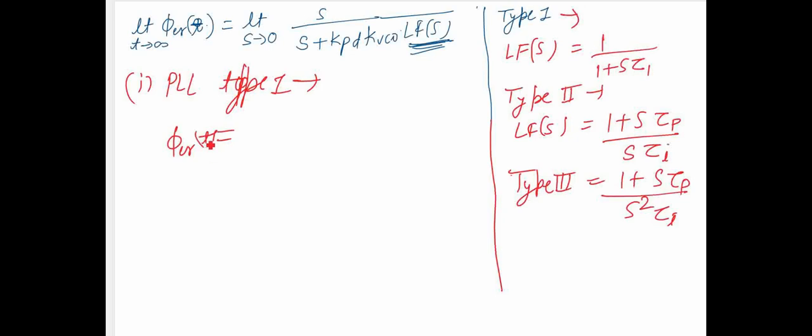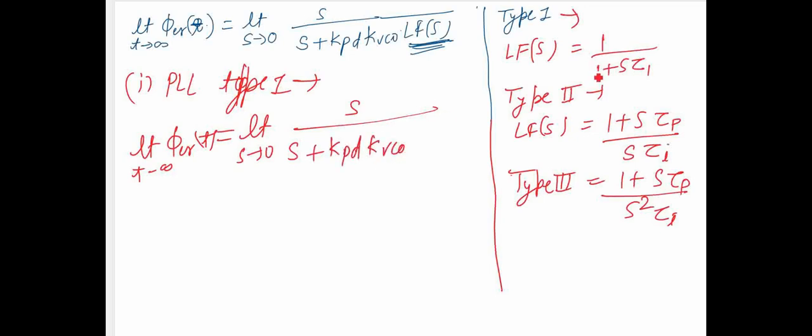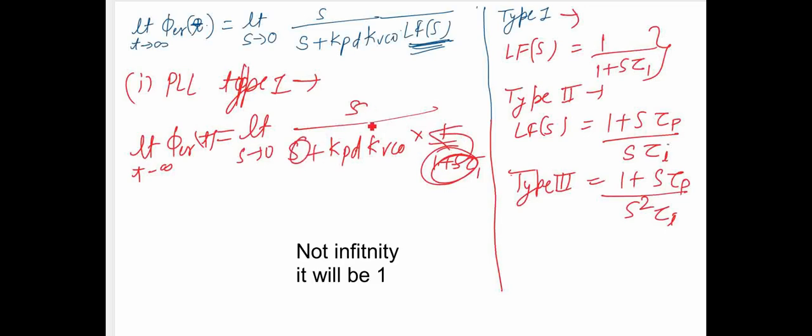So phi error(t), limit t tends to infinity, is limit s tends to 0 of s plus Kpd Kvco, and what is it for type 1? It is 1 by 1 plus s tau 1. So put s equal to 0. This becomes 0, this will make it infinity, this is 0 and this is 0, so this will be 0 only.